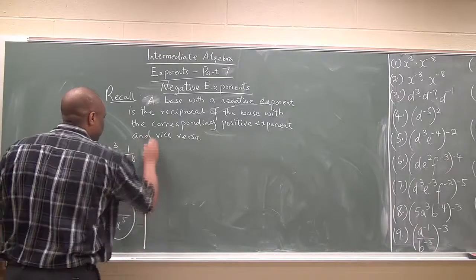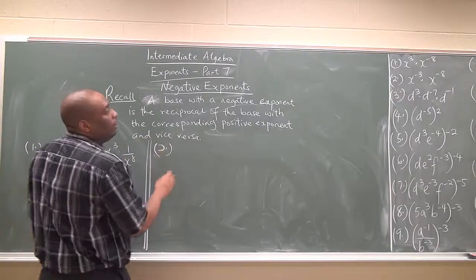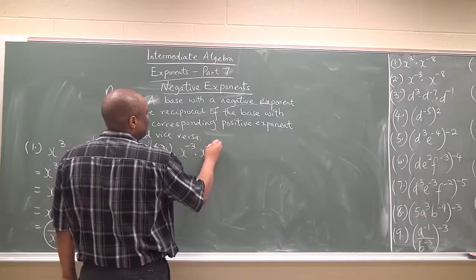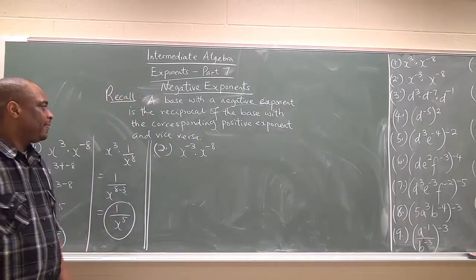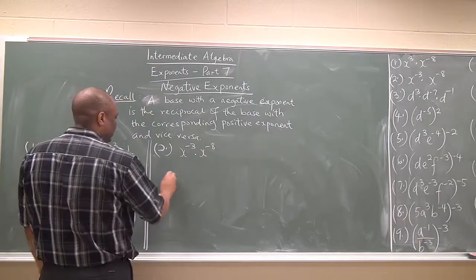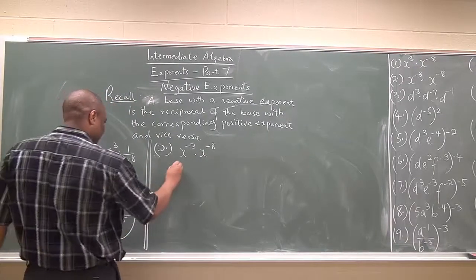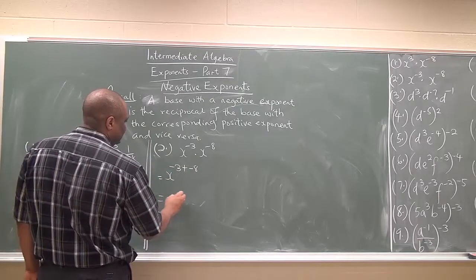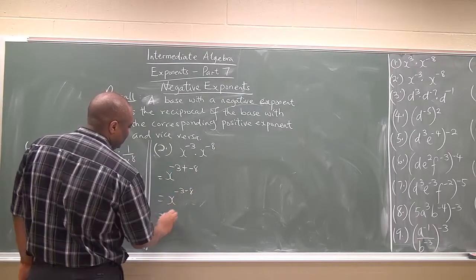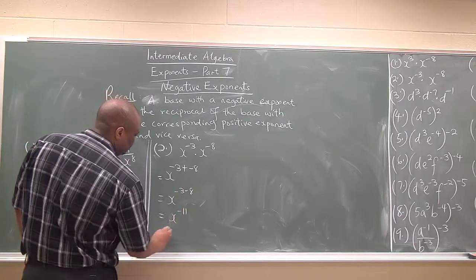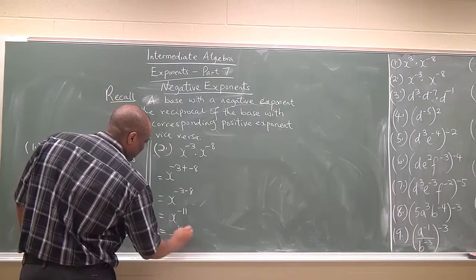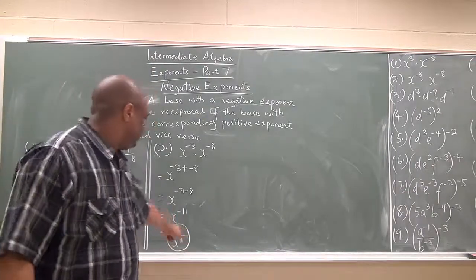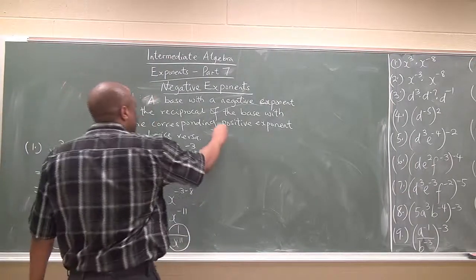Question 2. We have x to the exponent negative 3 times x exponent negative 8. Of course, you can apply the laws of exponent. This is negative 3 plus negative 8, which is x to the negative 11, which is 1 over x to the 11th power. Remember, they want it in positive exponent. That's what they wanted.